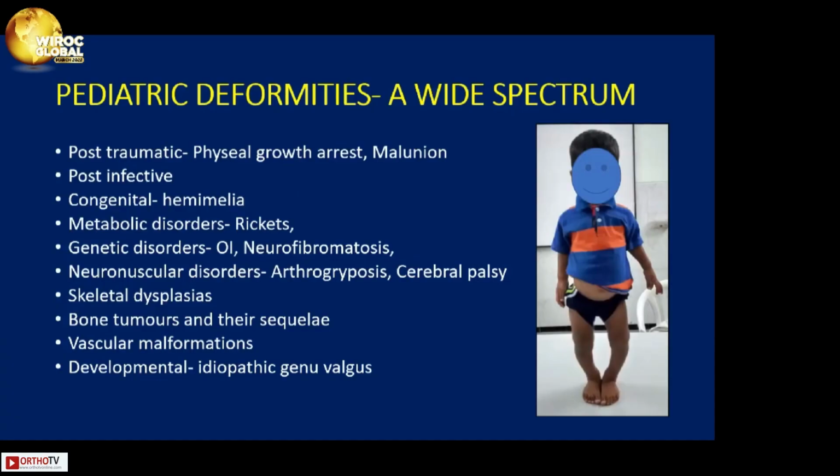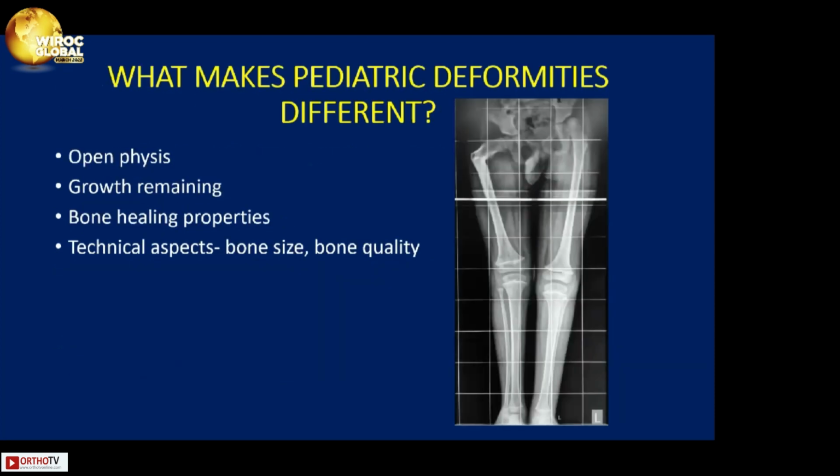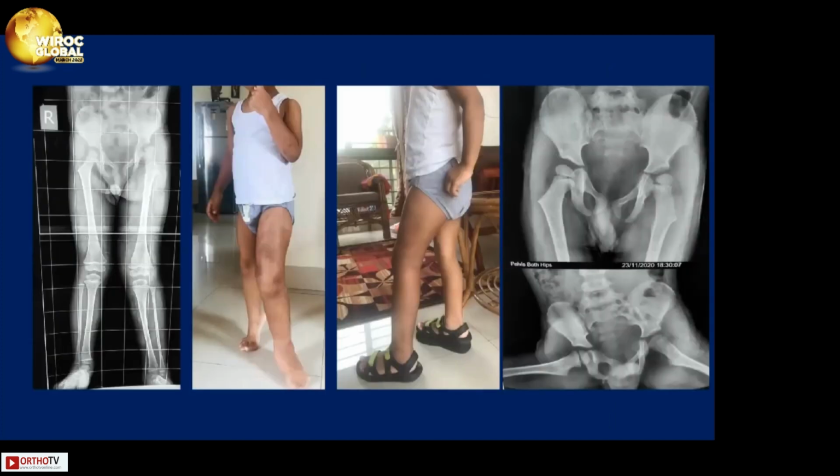So as we know, there is a whole array of various etiologies which can cause pediatric deformities. The open physis, the growth remaining, the different bone healing properties due to different conditions and different age groups, and the technical aspects. All these make pediatric deformities different from adult deformities.